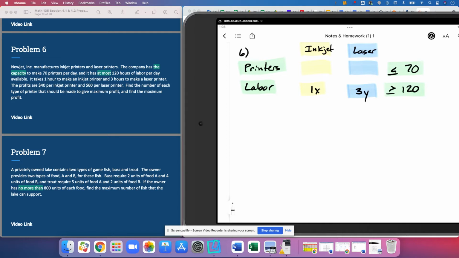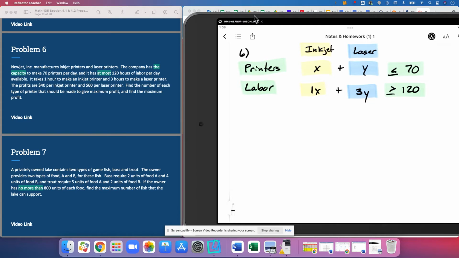And then we don't have any information for the printers, so we must assume that it is just X plus Y, because that's what we put in that scenario where they are equal. We're looking for how many of each type of printer to make, so we use the X plus Y has to be less than or equal to 70. So with that, everyone, I am going to pull this off screen. Please pause the video if you need to write these down now. I'm going to move over to GeoGebra.